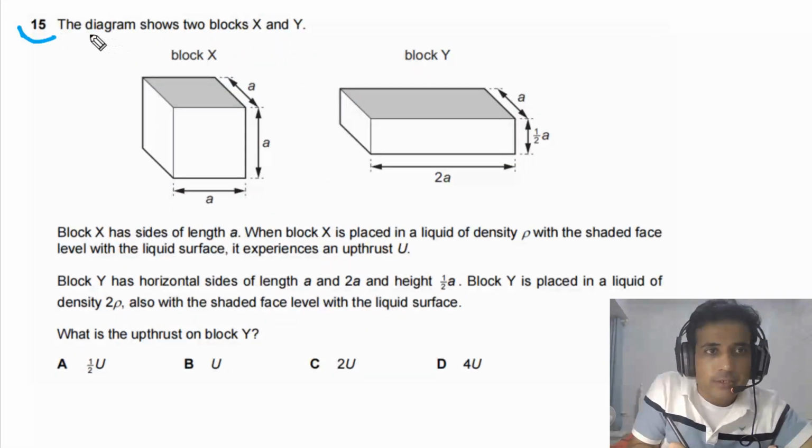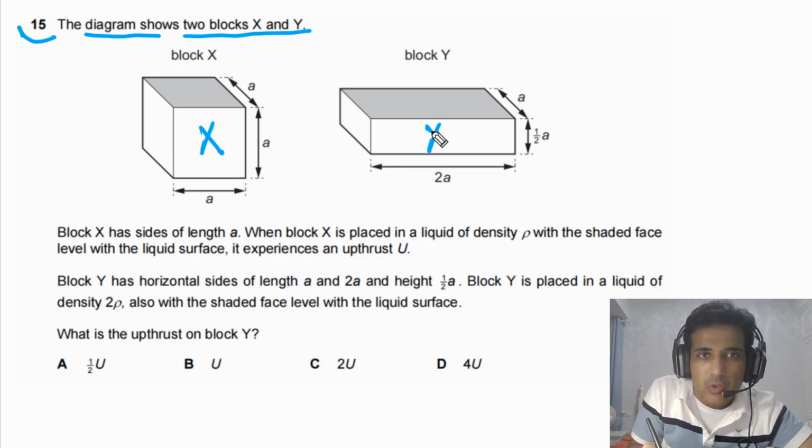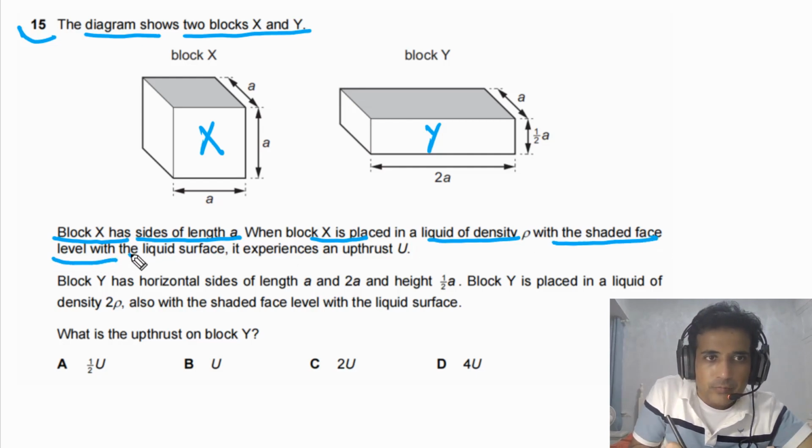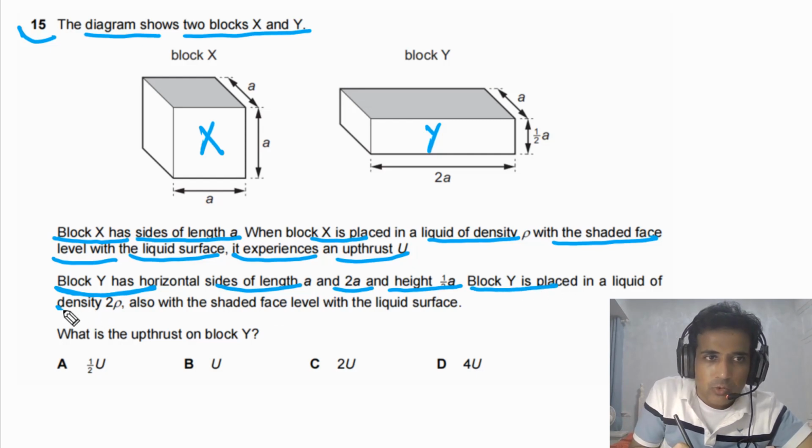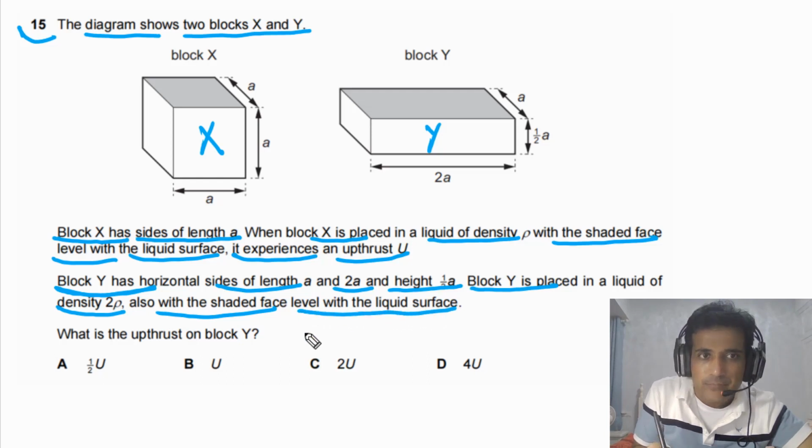For question number 15, it is given to us the diagram shows two blocks X and Y. So this is block X and this is block Y. Block X has sides of length A, and is placed in a liquid of density rho with a shaded face level with the liquid surface. It experiences an upthrust U. Block Y has horizontal sides of length A and 2A and height 1/2 A. Block Y is placed in a liquid of density 2 rho, also with the shaded face level with the liquid surface. We need to find out what is the upthrust on block Y.